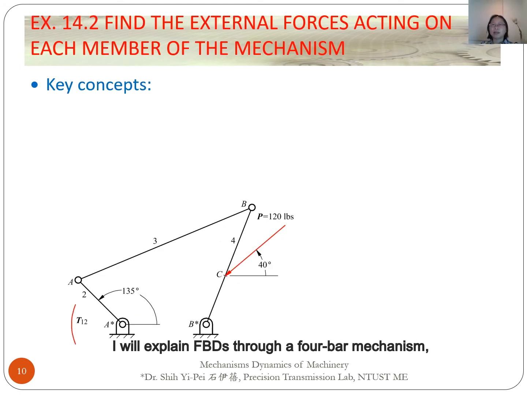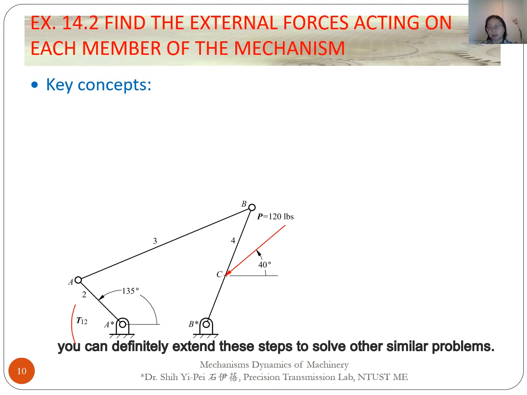I will explain free body diagrams through a four-body mechanism. It is textbook example 14.2. In this case, all the weights of links are neglected. This example is a good fundamental problem. I think if you understand the methodology to solve this, although it may not be the exact problem you are facing, you can definitely extend these steps to solve other similar problems.